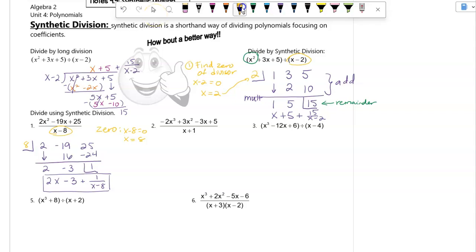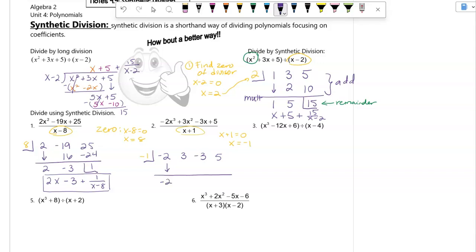So you might already see the pattern here on the 0. If it says x plus 1 is what I'm dividing by, x plus 1 equals 0, that means my 0 is negative 1. So that's what's going to go in our little corner here, so negative 1. And then our coefficients, this time we have a cubic, and we do want to make sure we've got this in standard form. So we have negative 2x cubed, 3x squared, negative 3x, and 5. And then we'll just get that process going.